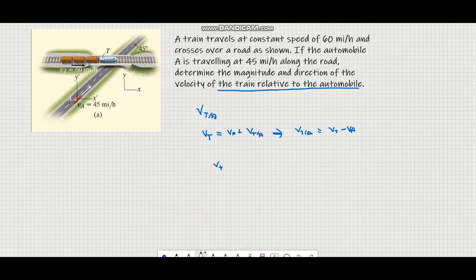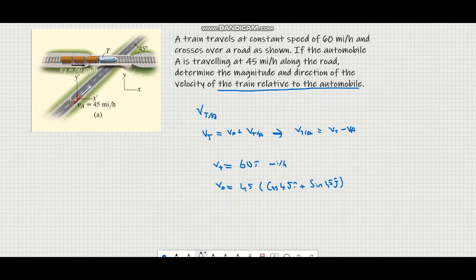The train velocity, as I said, is in the positive x direction, which is 60 i in vector form, miles per hour, right? And then the automobile velocity, we can solve it, 45. The magnitude is 45. In the x direction, we multiply by cosine 45, which gives the x direction, so cosine 45 i, which is a positive direction as well, and j is also in the positive direction, so I put a positive sign, sine 45 j gives us the y direction velocity.